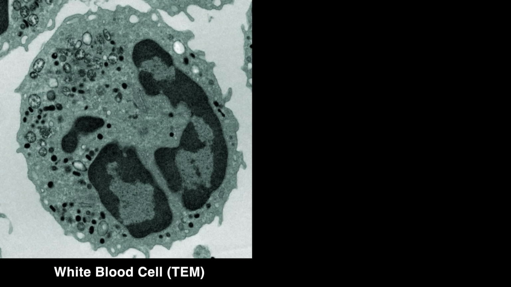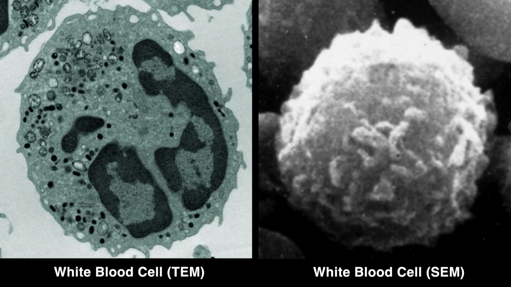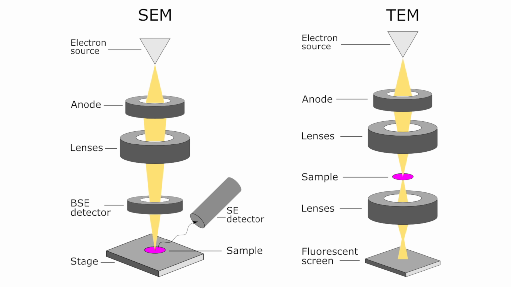Well, the simple answer is that a transmission electron microscope can see things that a scanning electron microscope cannot. However, to fully understand that statement, we need to talk about how an electron microscope actually works. You see, all electron microscopes use electrons to create an image, but the exact way that those electrons are used to create the image differs depending on what type of microscope you're using.